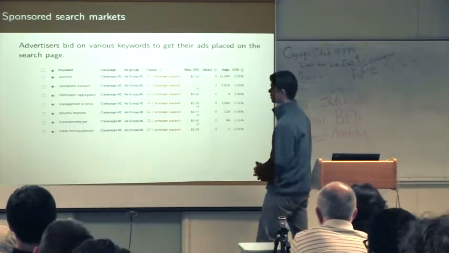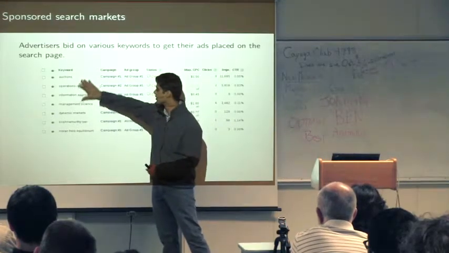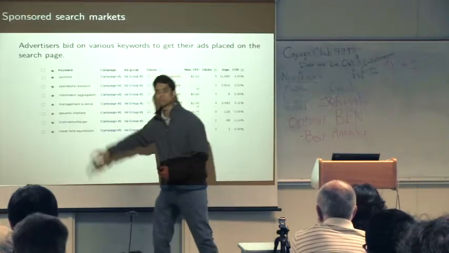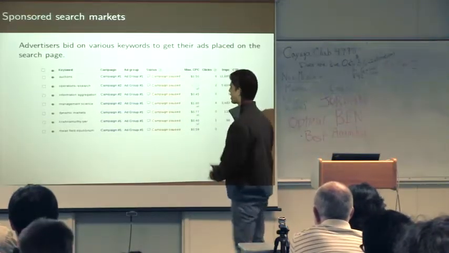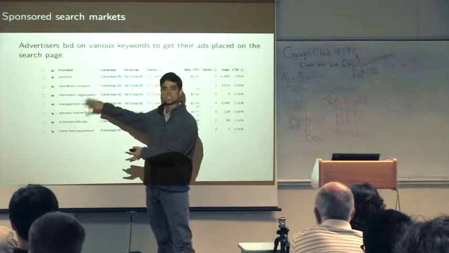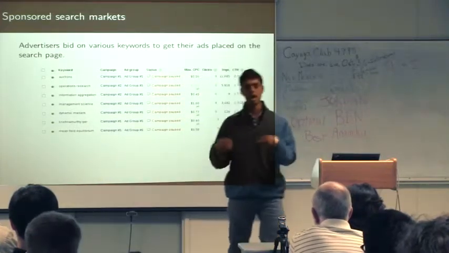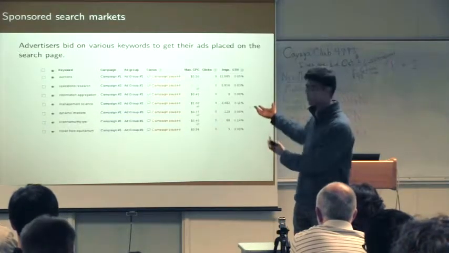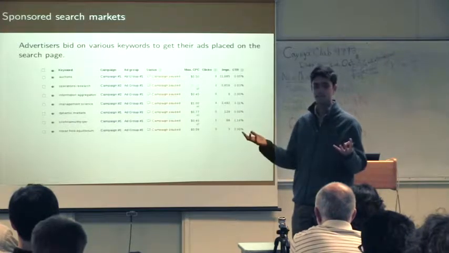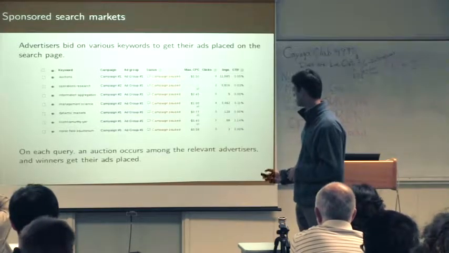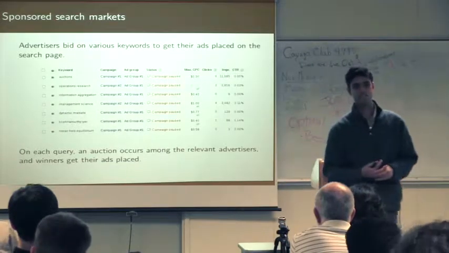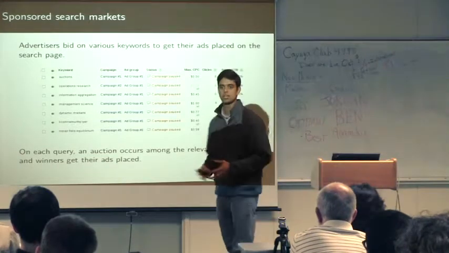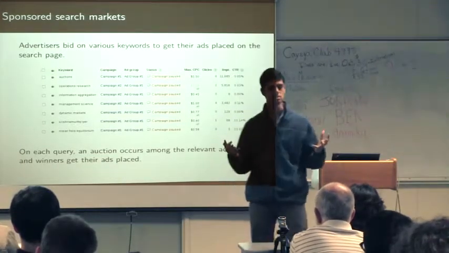So, for example, this was something I ran quite some time ago, and I had chosen keywords like auction, operational research, and so on, and my name, for example. In particular, if anybody searches one of these keywords, I would be chosen to participate in an auction along with all the other advertisers that bid on the same keywords, and the highest bidder gets their ads placed. I won't go into the details of the auction mechanism right now, but the main idea is that as your bid increases, the likelihood of getting your ads placed increases.